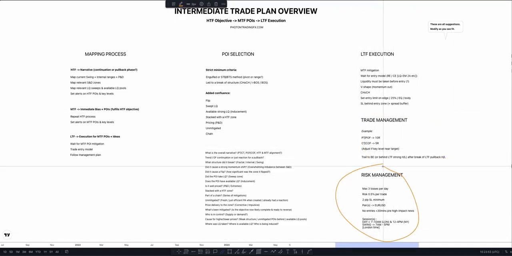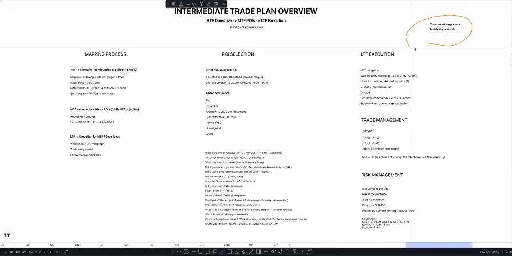And then lastly, risk management. Again, this is just suggestions. Modify them as you see fit. Don't hammer us with questions in the Discord about all of this: should I do this, should I do that? You need to use some initiative and decide for yourself what works for you. If you just want a starting point, here it is. I would recommend definitely something like this.